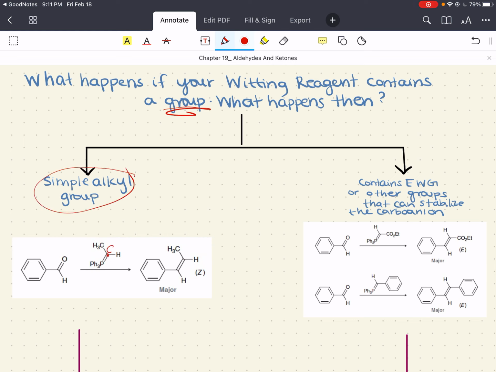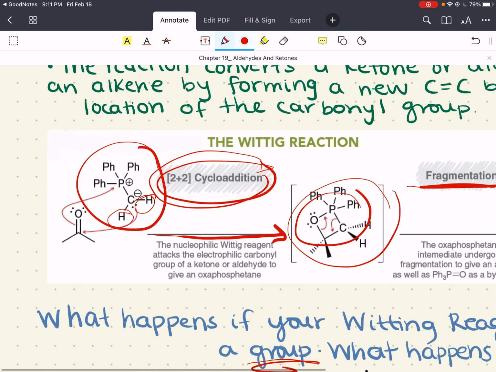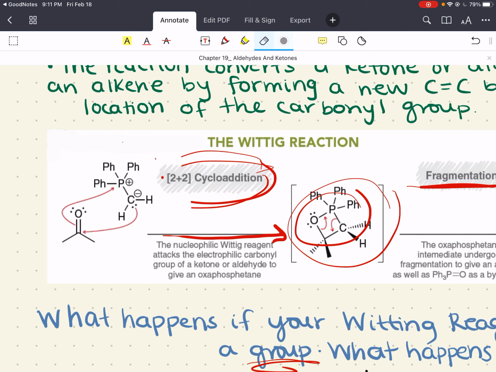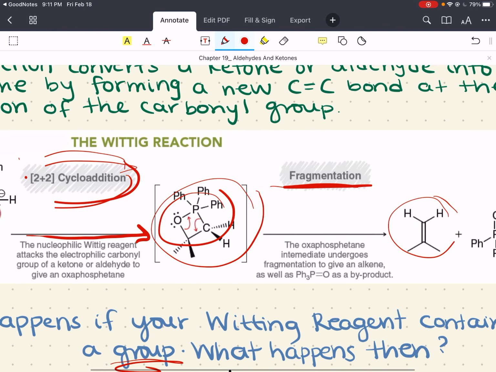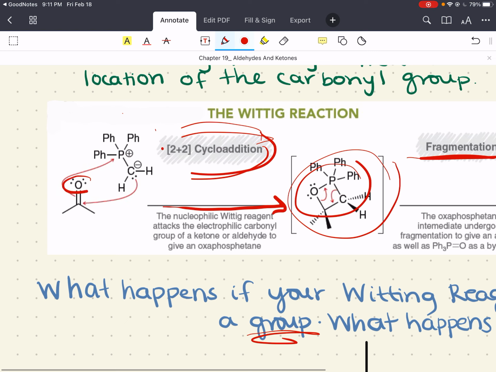Here's the carbon of your Wittig reagent. Let's look at this first one right here and take a good look at this Wittig reagent. What's happening? We can look at the mechanism, but in short, you're going to be replacing this oxygen right here with this carbon of the Wittig reagent.